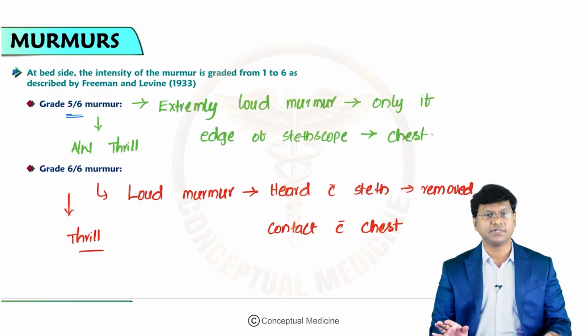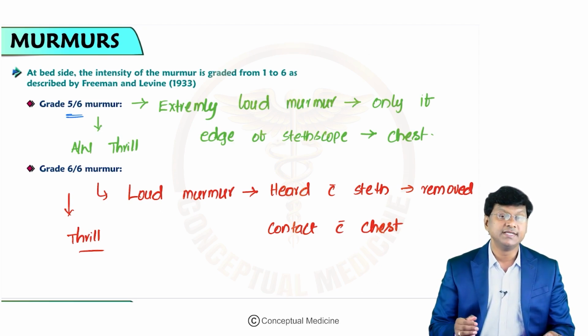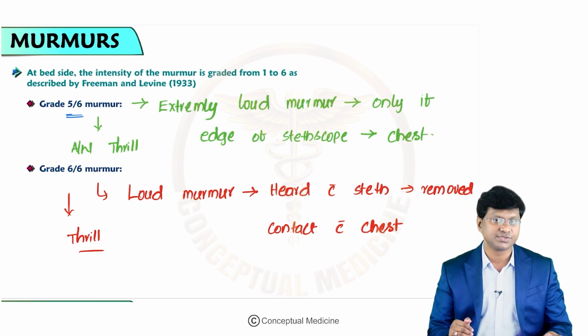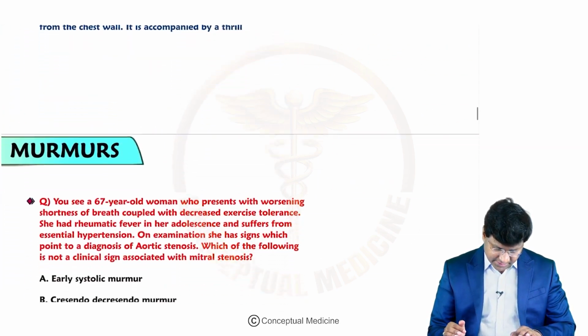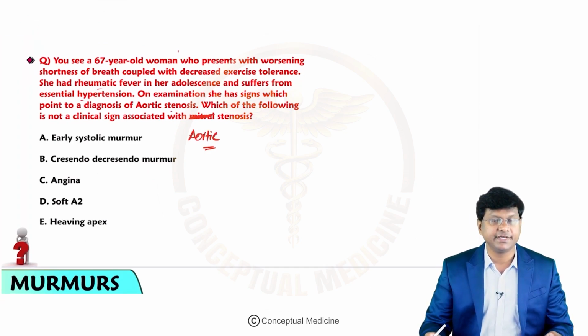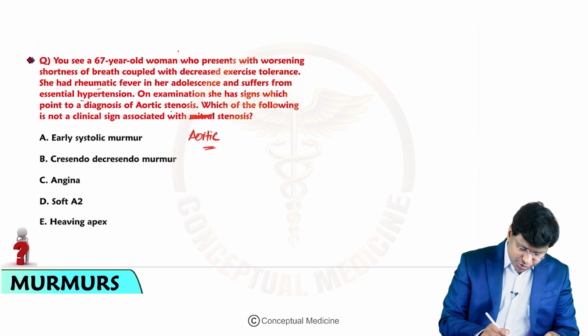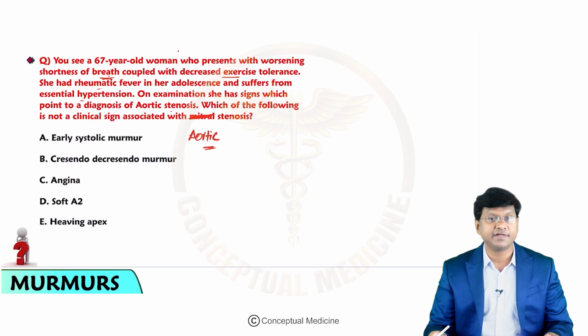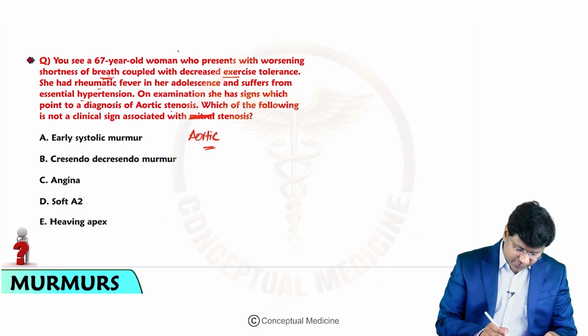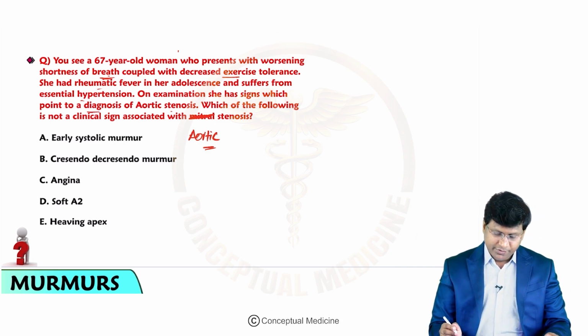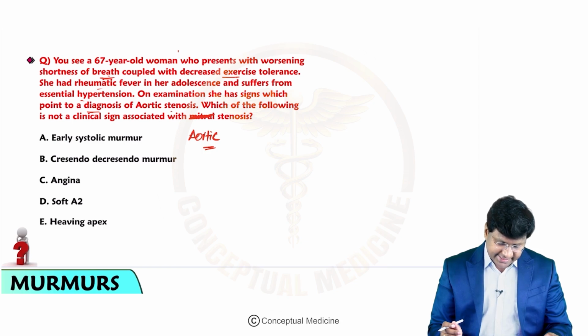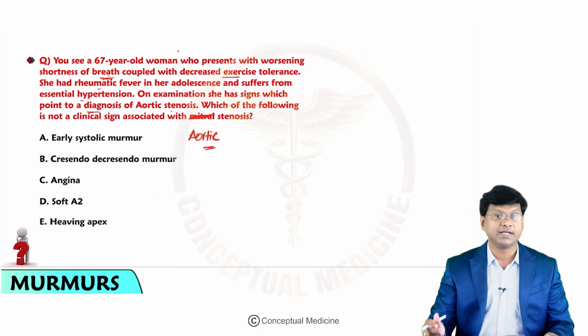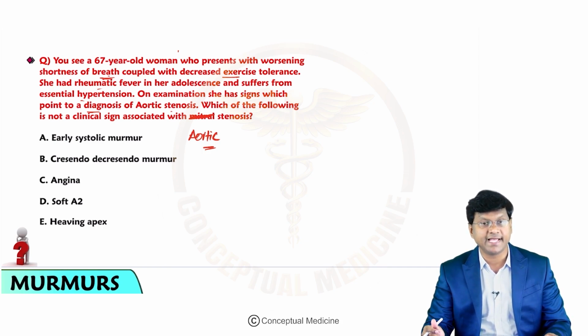Now, after having discussed the systolic murmurs, let me discuss the diastolic murmurs. Right, before that, you see this clinical question. A 67-year-old woman presents with worsening shortness of breath coupled with decreased exercise tolerance. She had rheumatic fever in her adolescence and suffered from essential hypertension. On examination, she has signs which point to a diagnosis of aortic stenosis. Which of the following is not a clinical sign associated with aortic stenosis? Early systolic murmur, crescendo decrescendo murmur, angina, soft A2, heaving apex.